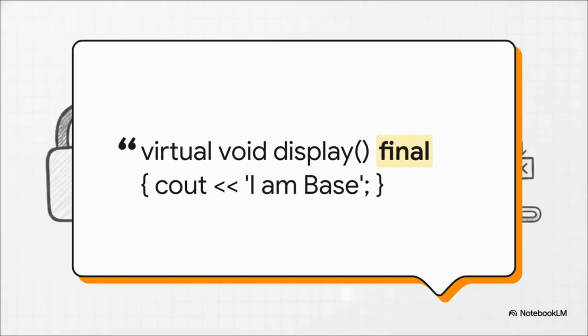Well, this is exactly how we solve it. Inside your base class, when you declare that virtual function, like our void display function here, you just tack on the final keyword at the very end of the function's signature, right before the opening brace. By doing this, you're explicitly telling the compiler, listen, this is the ultimate, final version of this display function. Nobody is allowed to touch it.